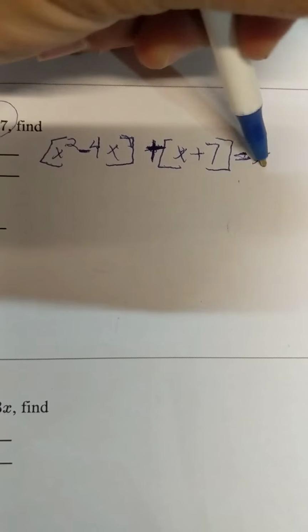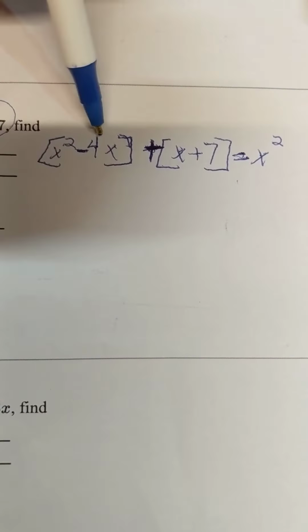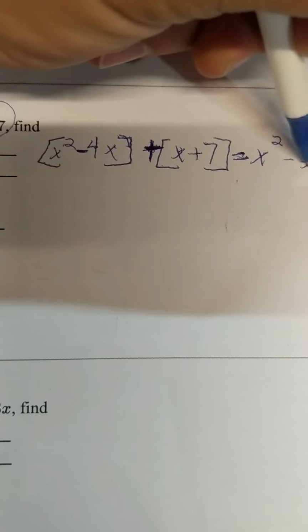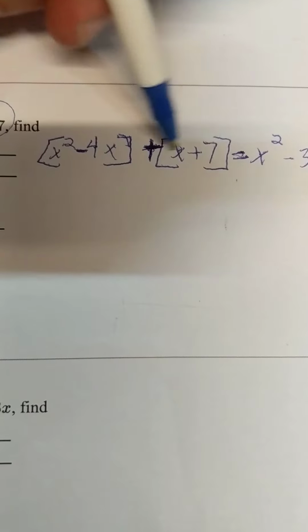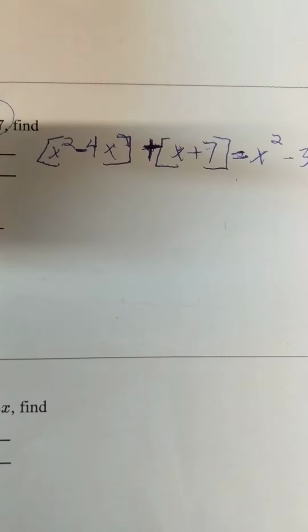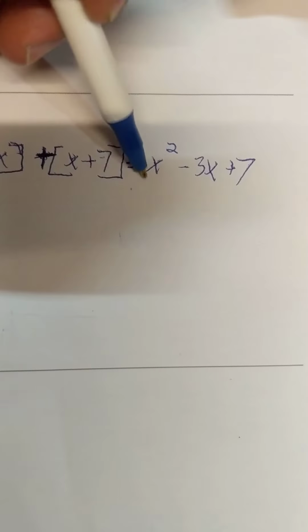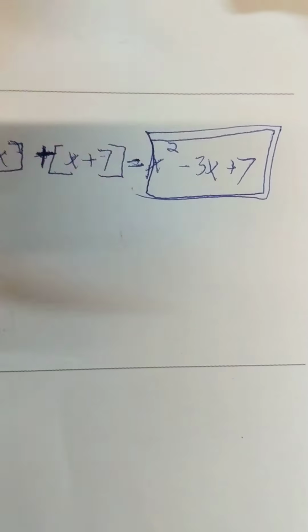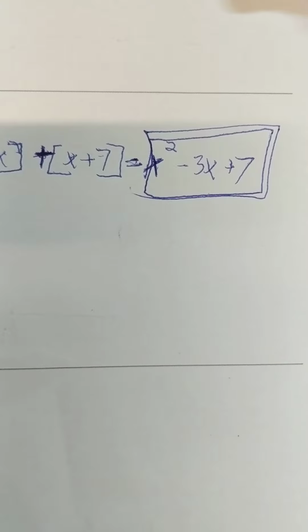X squared is still the only x squared. Then we have minus 4x plus 1x. It'd be like minus 3x. And then plus of a positive 7 is just going to be a plus 7. So I'm getting x squared, take away 3x, and then plus 7 when you plus them together. Looking good there.